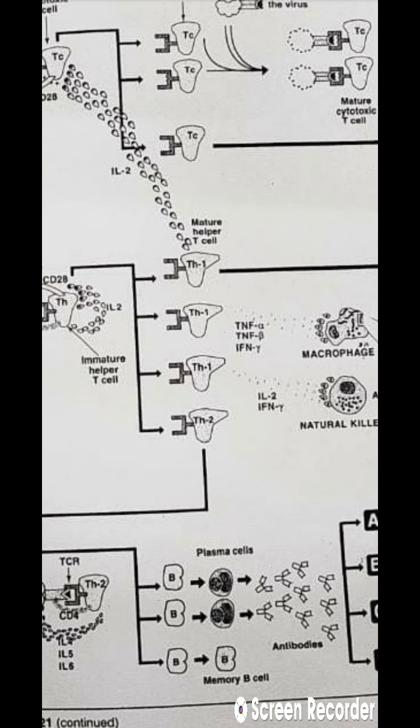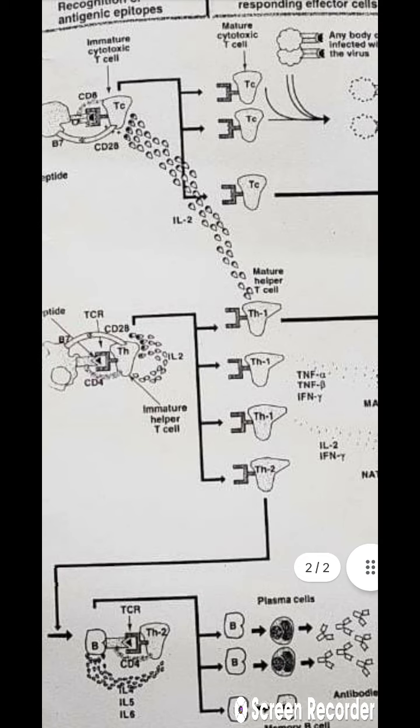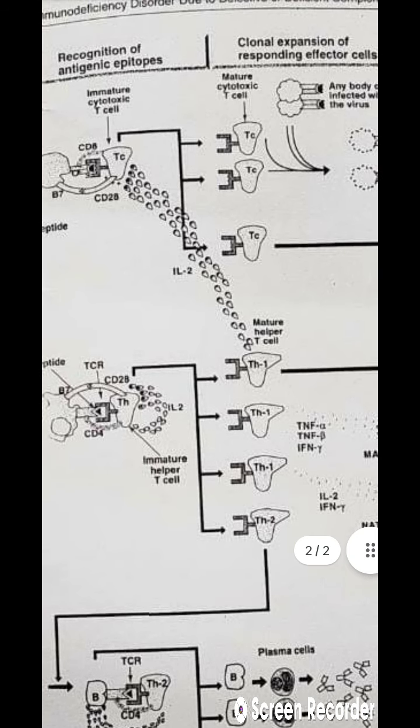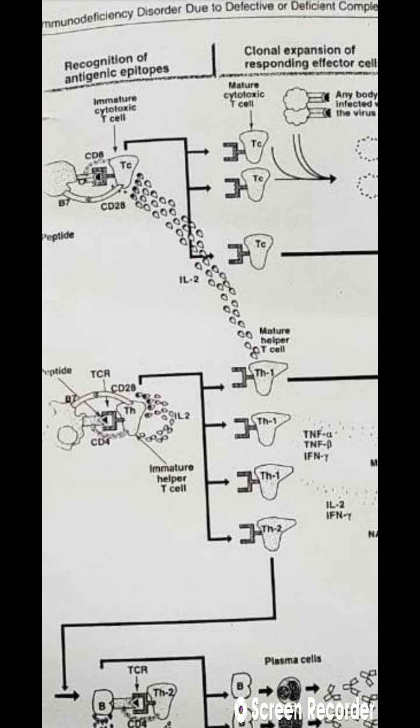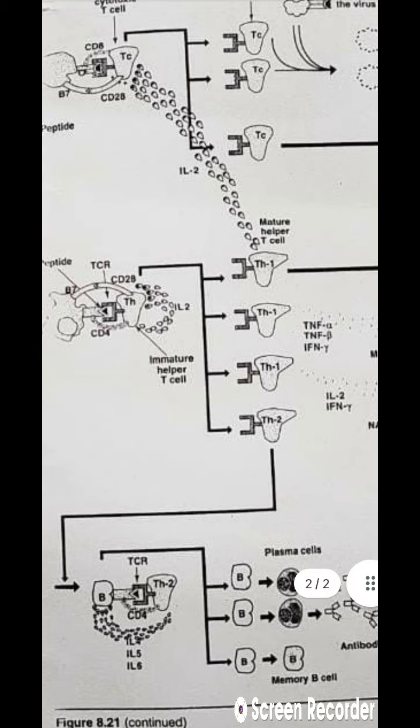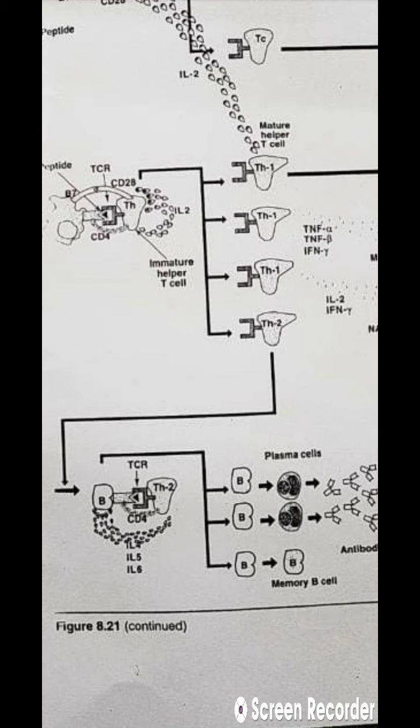So after division into two groups, TH1 and TH2, what happens? The TH1 subtype of the helper T cell releases interleukin 2 that provides help to the upper row. Upper row means cytotoxic immunity. And the TH2 subtype provides help to the lower row. Lower row means humoral immunity.